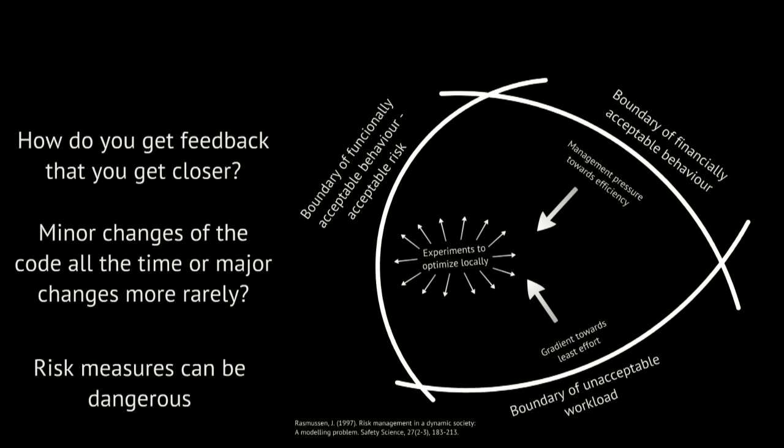Also connected to the idea of risk as a control problem in a goal-constrained environment is the question of whether you want to do minor changes of the code very often or major changes more rarely. How do you want to play that? How do you want to experiment to optimize locally? This model also embraces the idea that risk measures can be risky. That's what it is to work in a goal-conflicted environment.